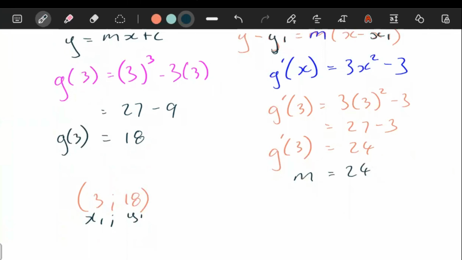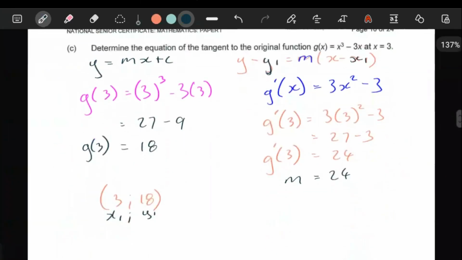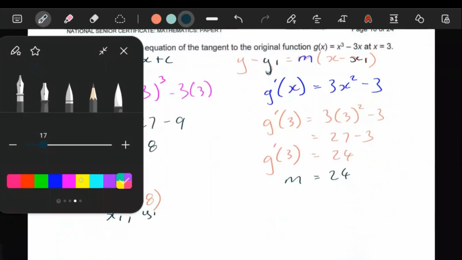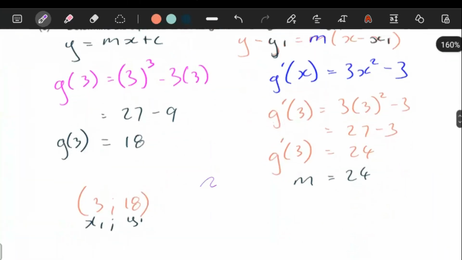All this being done, you're good to go. You can throw in all those values and then you get the equation of your straight line. So this here is y minus y1, which is 18.